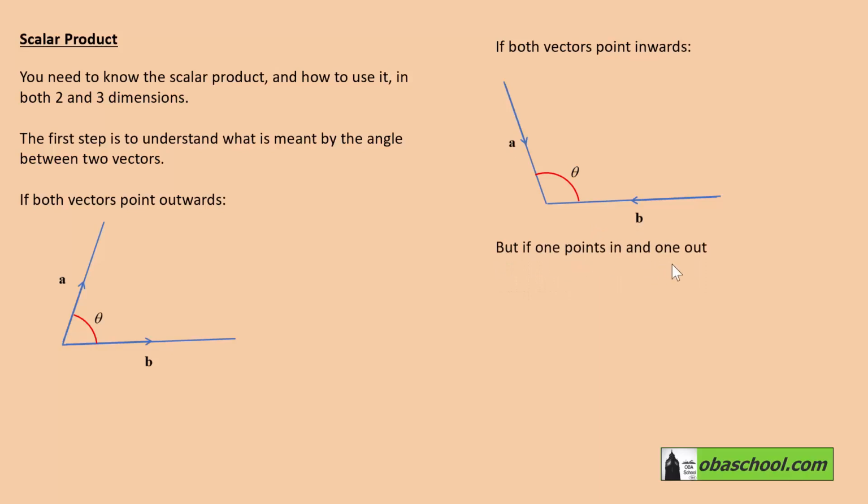But if one points in and one points out, like this, then the angle between A and B is actually found by extending one of the vectors on and finding the angle between that vector and the extension of the other vector. It doesn't matter which way round we do that. If you think of this angle here, then this is simply 180 take away that angle.